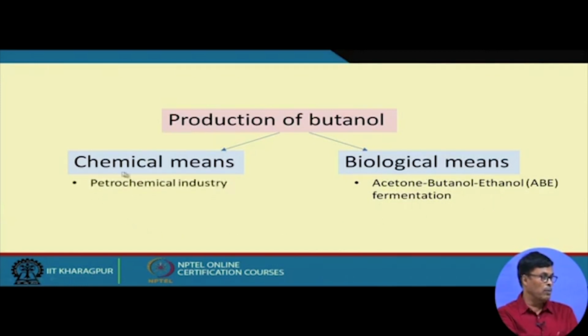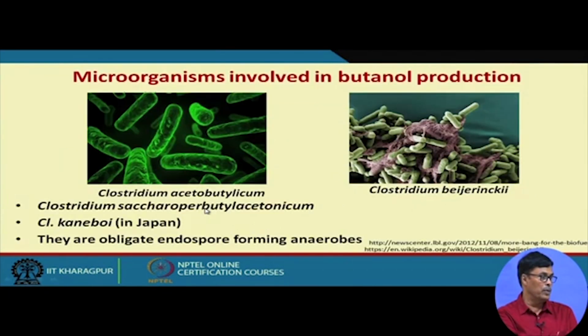In the case of the chemical process, it is used in the petrochemical industry. The microorganisms that are largely used for biobutanol production are Clostridium acetobutylicum and Clostridium beijerinckii. These are the two organisms largely used, and we also have Clostridium saccharoperbutylacetonicum that is used in Japan. They are obligate anaerobes, as I told you.